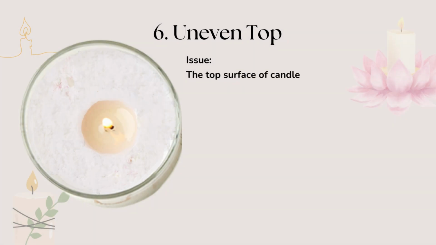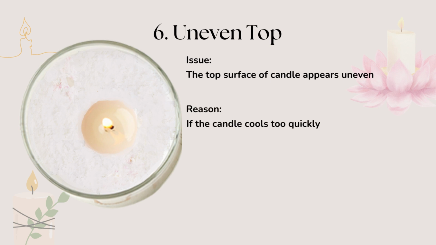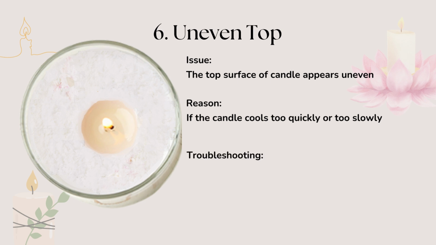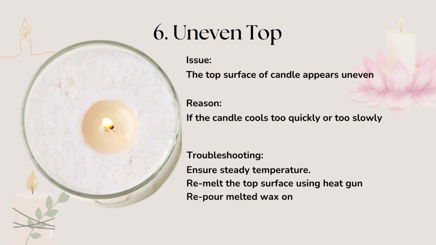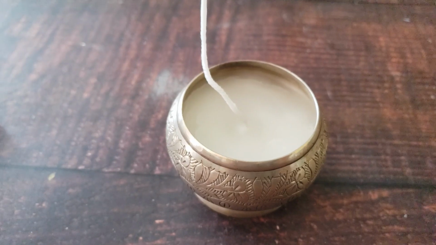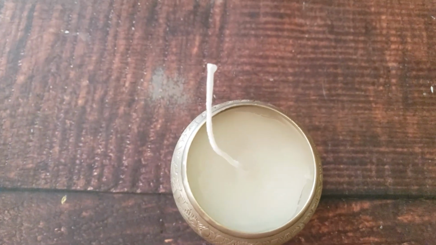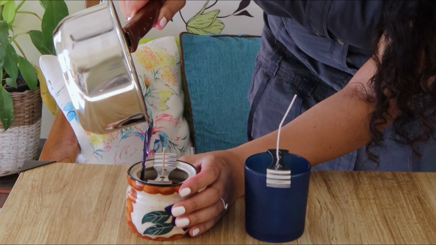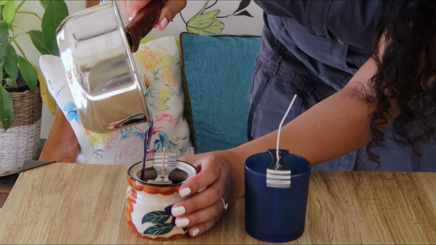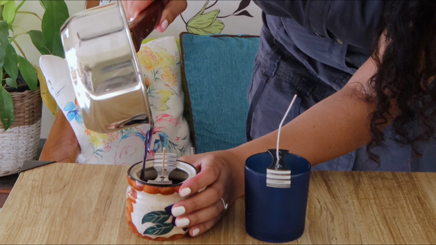The top surface of your candle appears uneven or rough after cooling. It can be due to the temperature variation while cooling. To achieve a smooth top, ensure your pouring temperature and cooling conditions are consistent. Try using a heat gun to gently melt the surface of the candle right after it has cooled. Re-pour melted wax on the top surface of the candle to hide the rough surface.